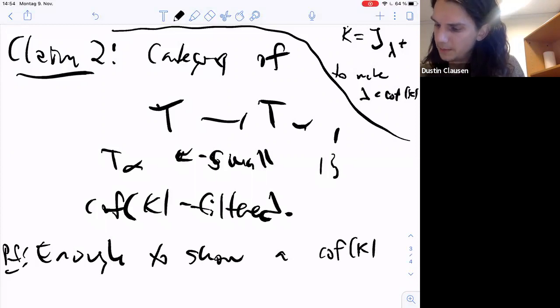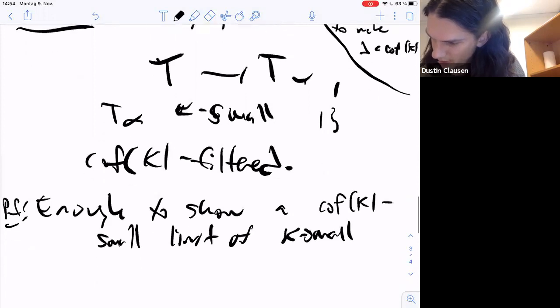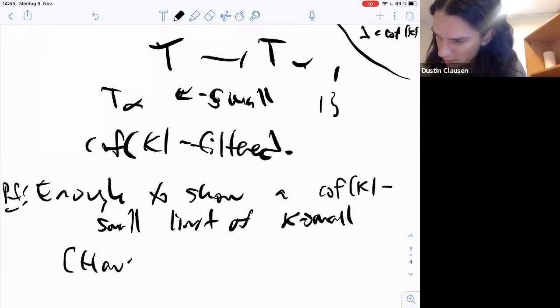No, that's right. Right, yeah. Then the cofinality of K small limit of kappa small compact Hausdorff spaces is kappa small.